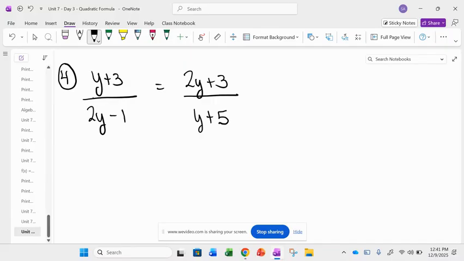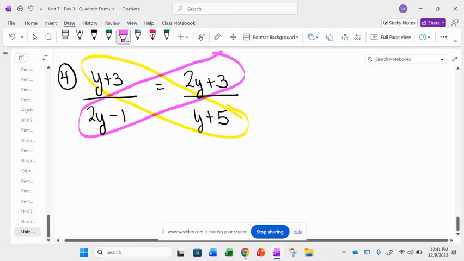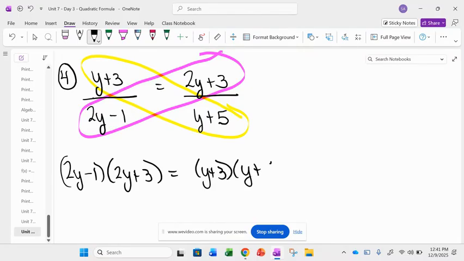Y plus 3 over 2y minus 1 equals 2y plus 3 over y plus 5. I need to solve for y. What should I do? Cross multiply, you got it. We're going to cross multiply. So I'm going to get 2y minus 1 times the quantity of 2y plus 3 equals y plus 3 times the quantity of y plus 5.